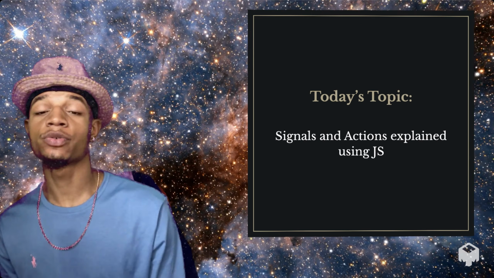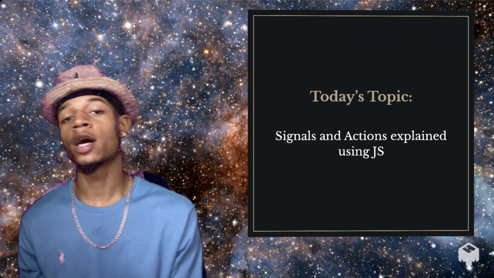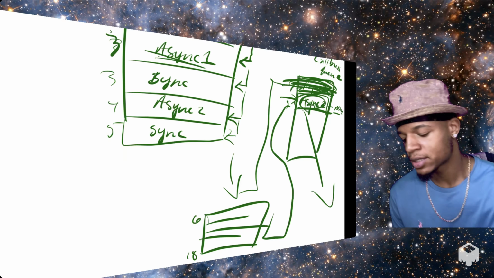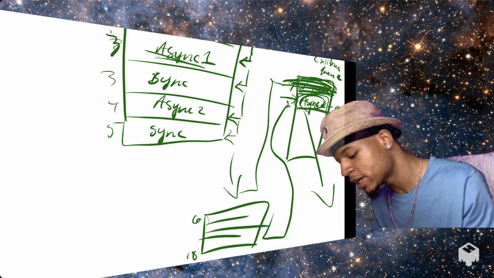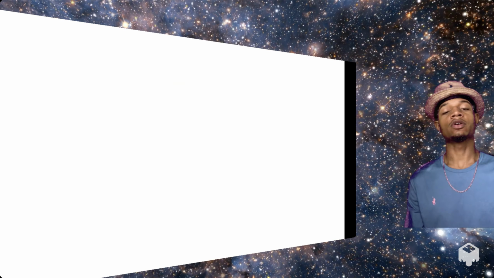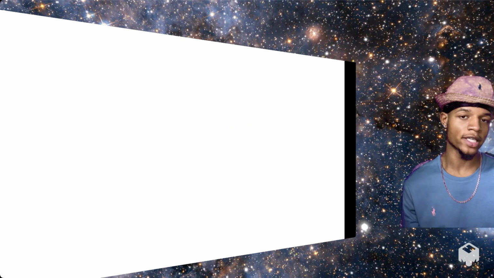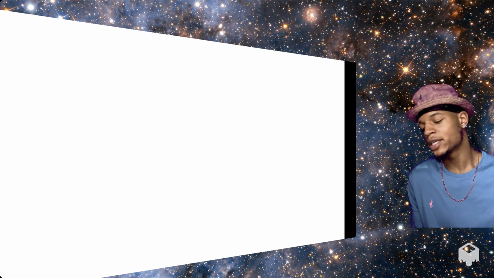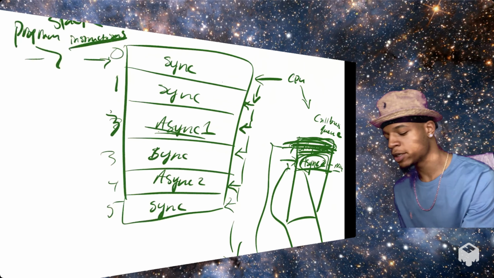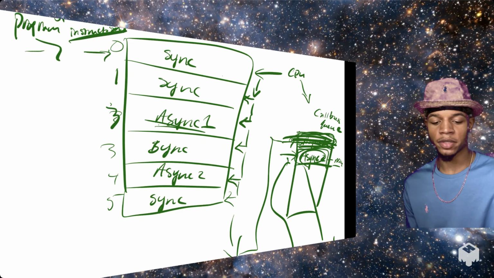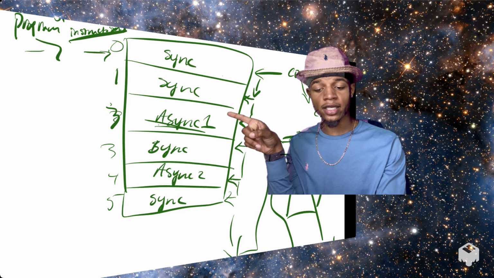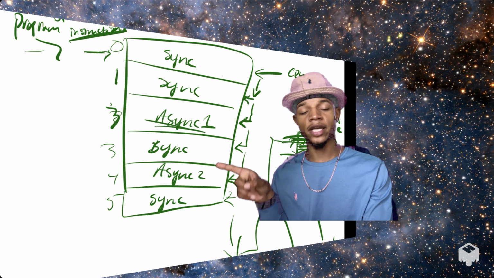So, let's get into actions and signals. What are actions and signals? Well, in our last video, we talked about asynchronous programming. And so, actions and signals tie up to asynchronous programming. The reason is that it goes back to the idea of sync, async, async.